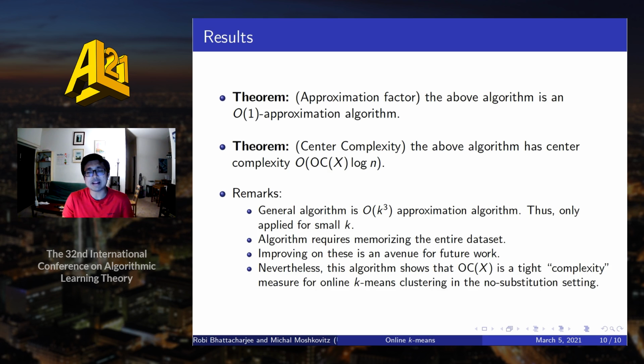We believe the main contribution of our work, though, is identifying this parameter OC of x, which allows us to try to understand worst case ordering for relatively arbitrary data sets. And we believe that our algorithm shows that OC of x is a pretty tight notion of how difficult it is to cluster. So that was all I have today.